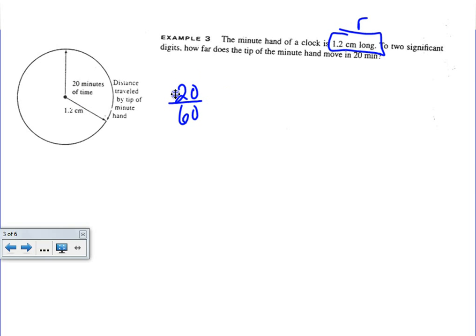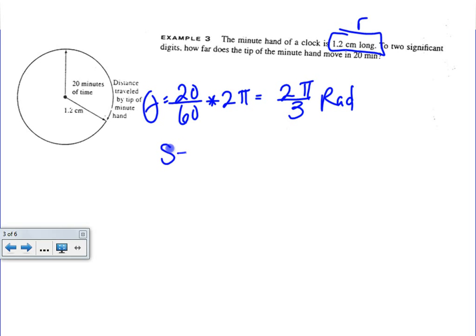Now we're going to have to take that fraction and multiply it by 2 pi radians to figure out how many radians it's actually rotated. So if you convert that and leave it in terms of pi, it's 2 pi over 3 radians. So that is my central angle. So arc length is our radius times our central angle, which in our case is 2 pi over 3. And on your calculator, if you want a decimal, it comes out to 2.5 centimeters.